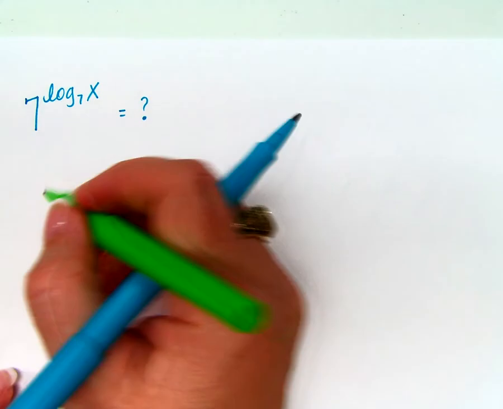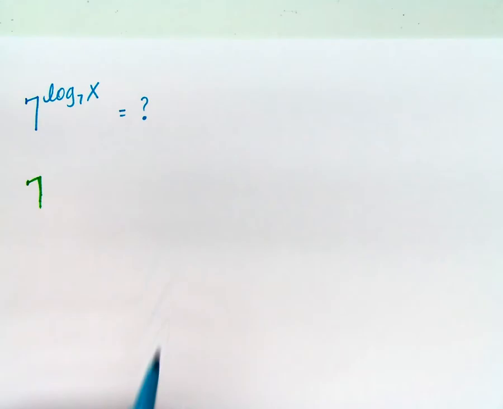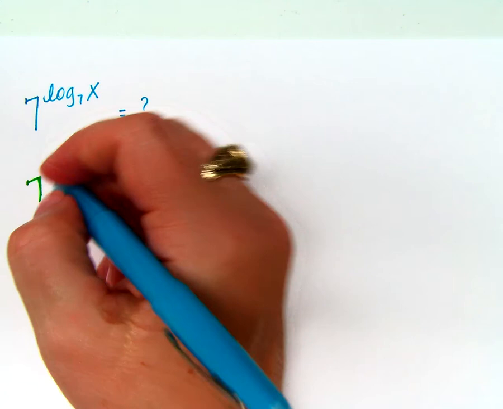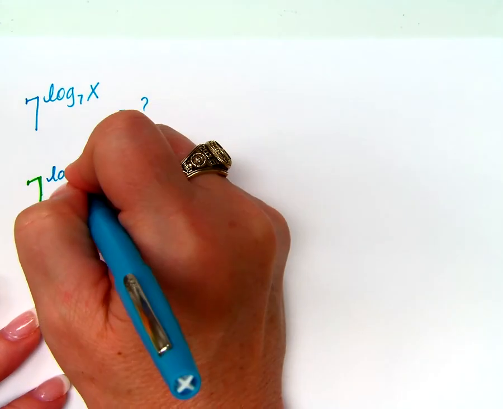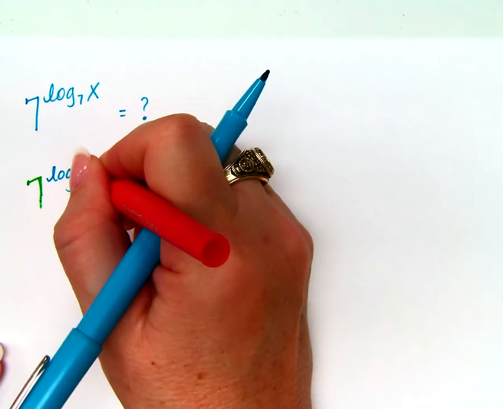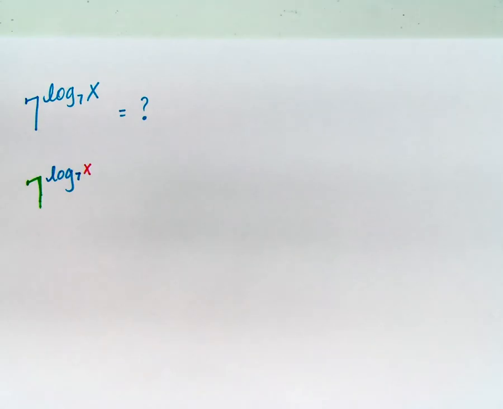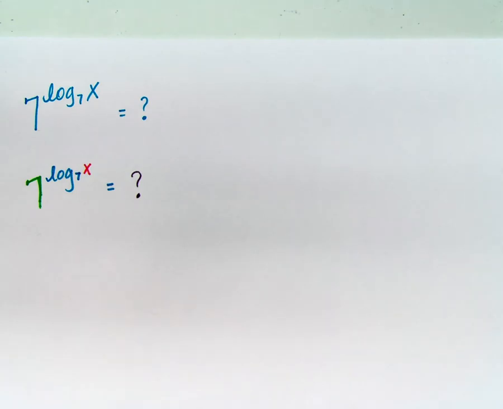So I'm going to rewrite this problem like this. I'm going to make the base 7 green. I'm going to make the base of the log up here that same blue color. And I'm going to make the x red. And then it's going to equal this dark purple question mark. Okay? I just need to make sure everybody's with me here. Are you with me? Okay, so here's what we're going to do.